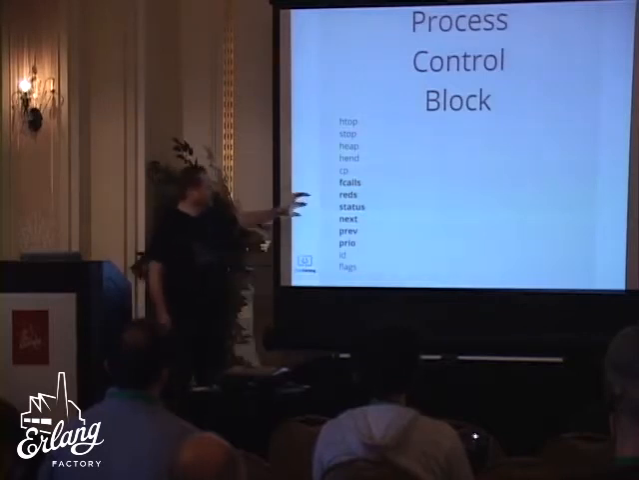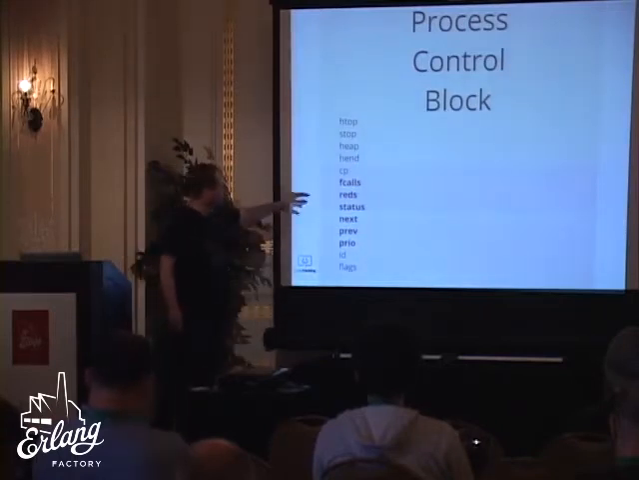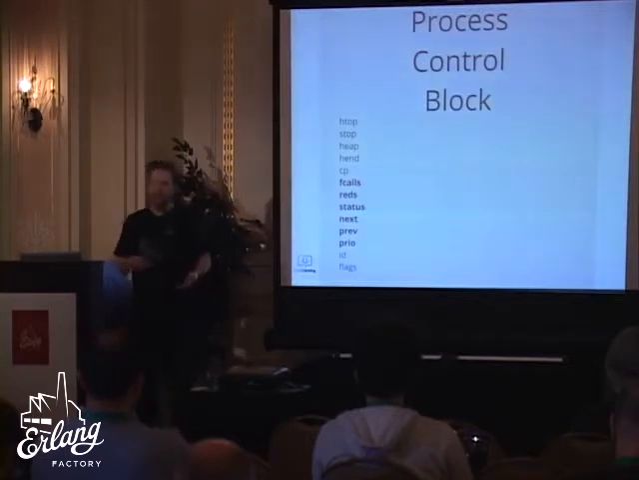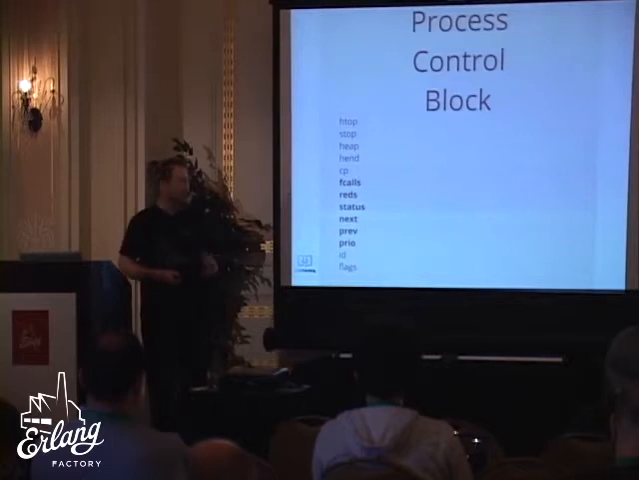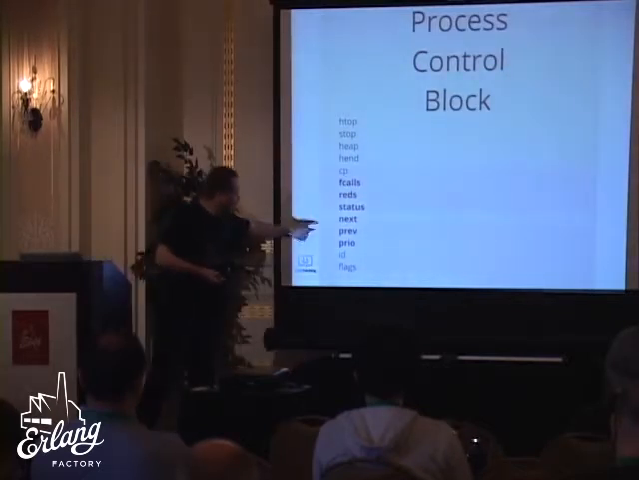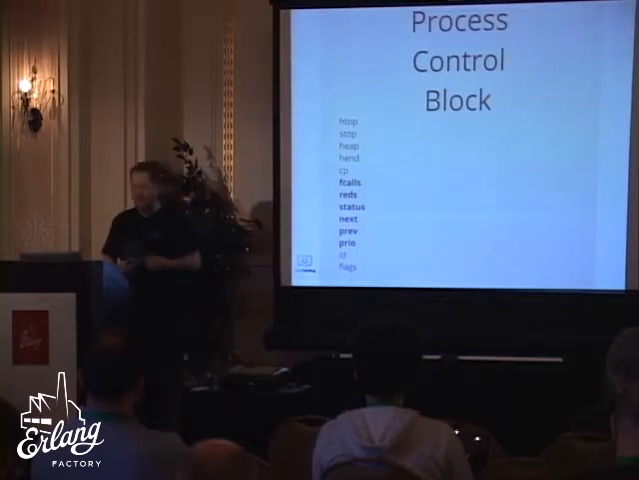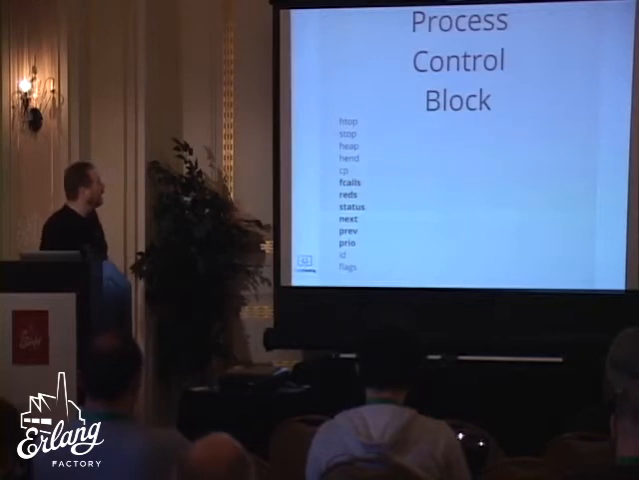You have the status that says if you're running or waiting or whatever you're doing. You have next and previous pointers where you can point to other processes when you're in some kind of queue, which you basically are all the time. And then you have a priority. And then there's lots and lots more fields in this block.